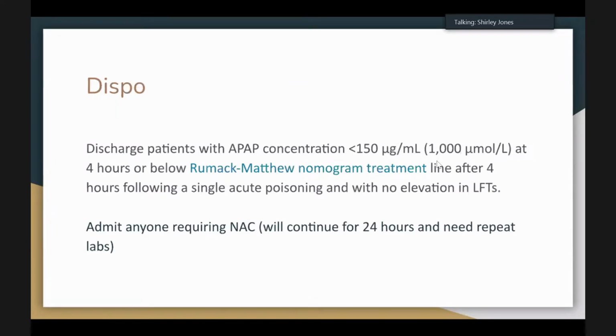Disposition, if you have a patient that has a Tylenol concentration less than 150 or below that Rumack nomogram line, and their liver enzymes are totally normal, you can discharge them home. You don't have to give them any N-acetylcysteine. Obviously, you have to think about their psychiatric stuff and consider, are they suicidal, but you could still discharge them. Anybody that's requiring N-acetylcysteine, you have to admit them because they will need repeat lab work in like 24 hours and they'll need to continue that infusion for 24 hours.